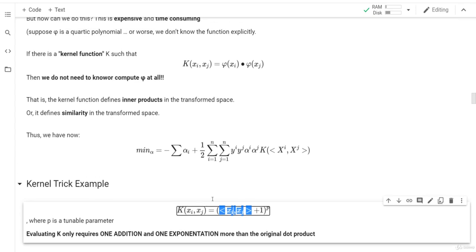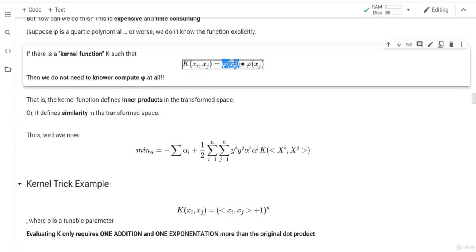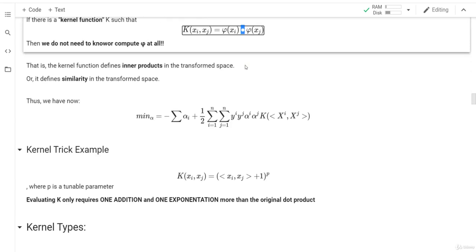Before, we would have needed to compute the transformation for xi, apply it on xi itself, and then apply it on xj itself, and then perform the dot product between them, and this will take so much time. So this is the kernel trick.